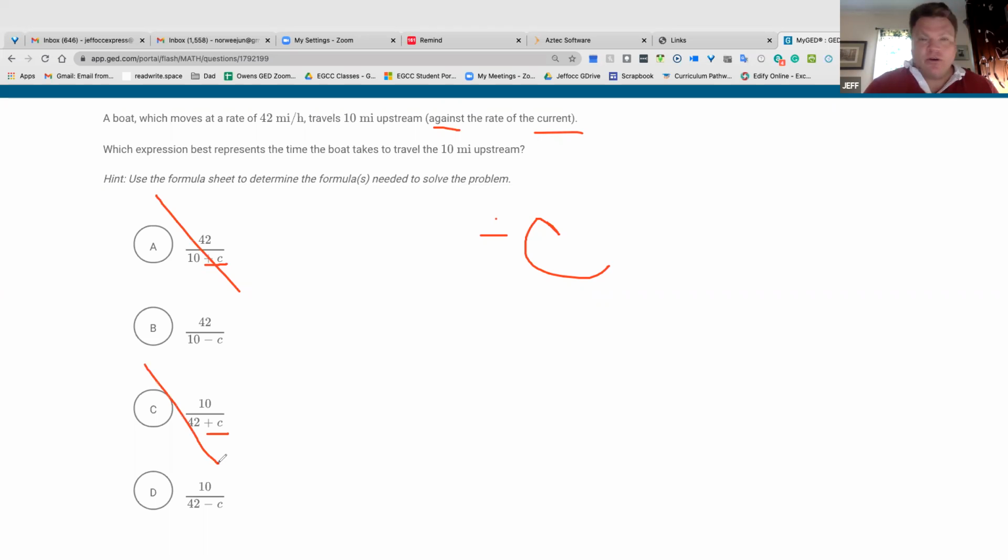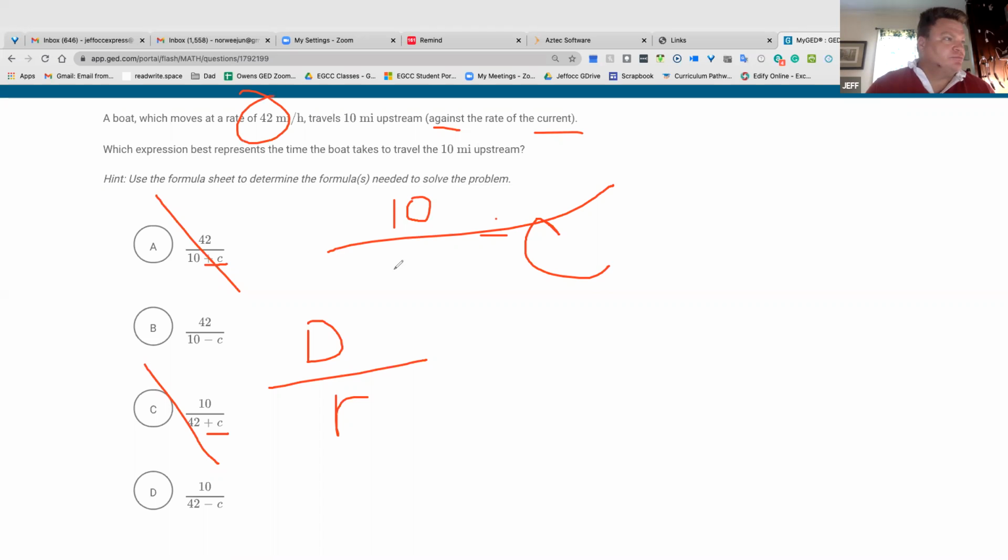Now, here's our way of remembering this stuff. These questions are so ridiculous, we want to call the doctor. D is for distance. The distance goes on top. The R is the rate, and the rate is 42.